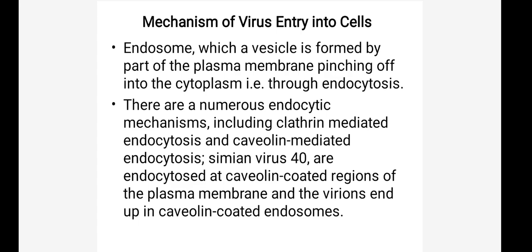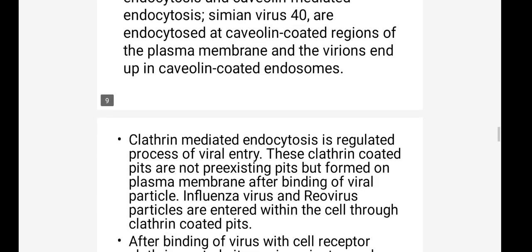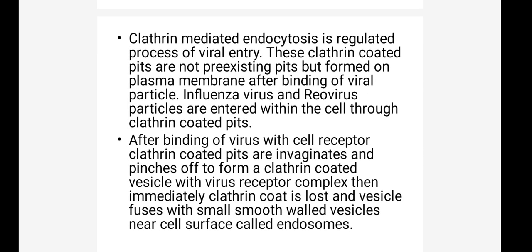An example is simian virus 40, SV40, which is endocytosed by the caveolin coated regions of the plasma membrane. Then clathrin mediated endocytosis is a regulated process for viral entry. These clathrin coated pits are pre-existing pits, meaning they are already present on the host cell surfaces. Whenever the viruses attach to the receptors, then through clathrin mediated endocytosis there is entry of those viruses.